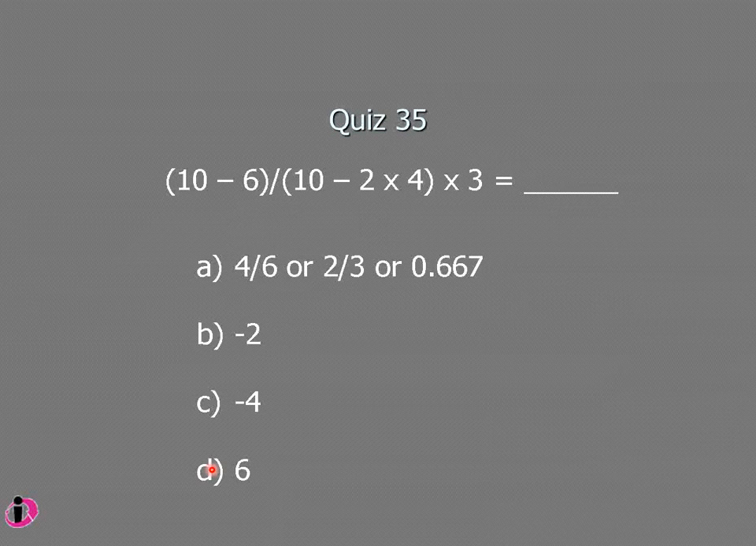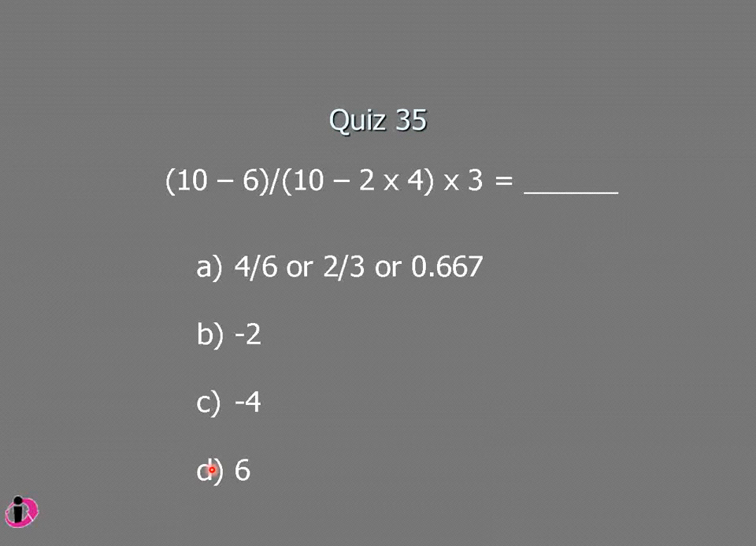Okay, again, no matter what multiplication and division you have, you always deal with the parentheses first, right? So 10 minus 6 is in the first parenthesis, and you have division, 10 minus 2 times 4 in the second, multiplication 3. Now let's deal with the parentheses first. Inside the first parenthesis you have 10 minus 6, which is 4. Inside the second parenthesis you have two operations, but one of those is multiplication, so you will deal with multiplication first. So it's 10 minus 8. You do the multiplication here, which is 8.